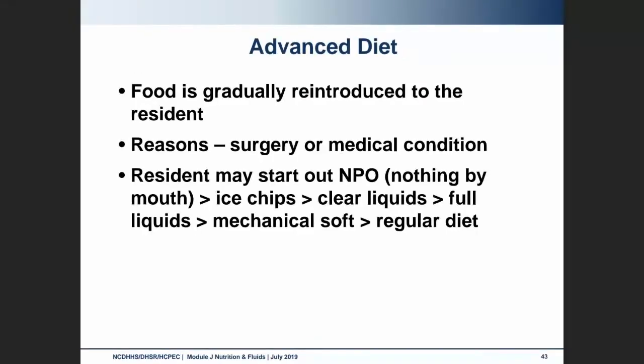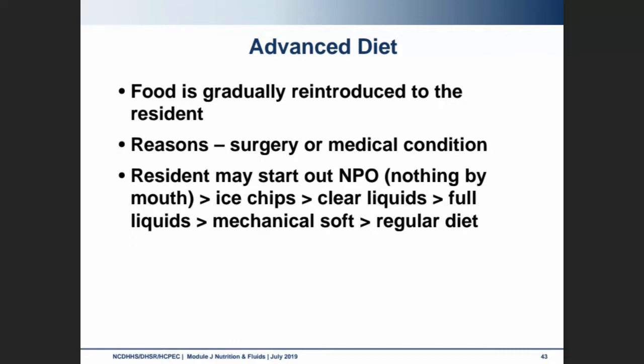And I mentioned we'd come back to the diets real quick again. So we also may come across an advanced or advancing diet. This is when food is gradually and slowly reintroduced to the resident. There can be several reasons for this. It could be a medical condition. They could have had a surgery recently. So they're going to typically start out as NPO, or nothing by mouth.